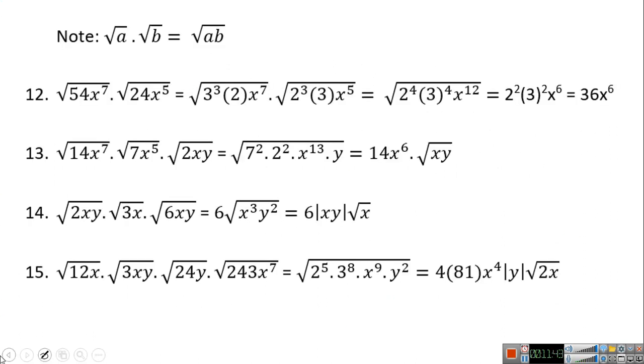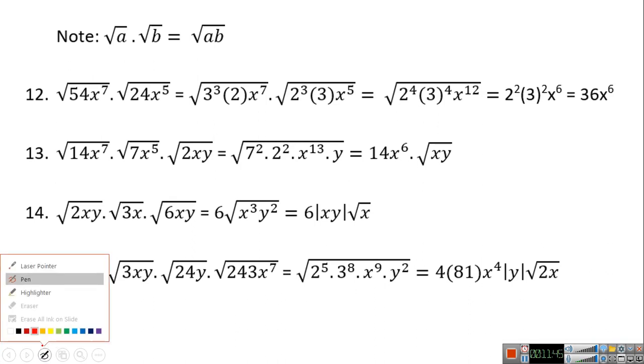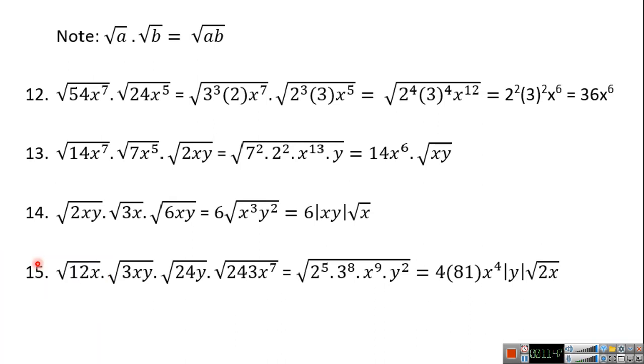Root A times root B is root AB. So 54: you do each one alone, it is 3 cubed times 2. 24 is 2 cubed times 3. So you put it in one. Here you have 2, here you have 2 cubed. If you add the powers, 1 plus 3 is 4. 3 cubed and 3, so 3 to the power 4 because 3 plus 1.